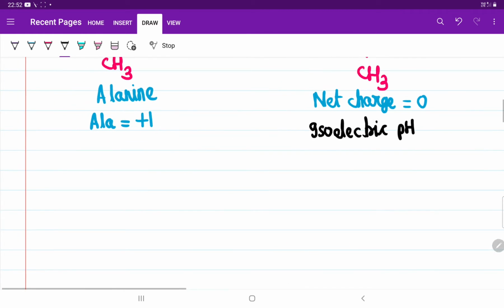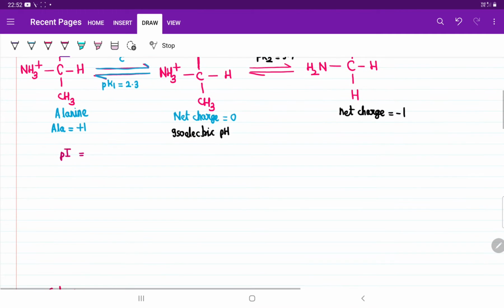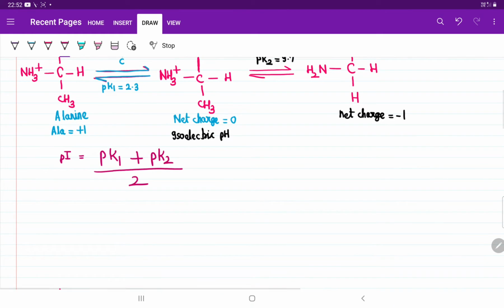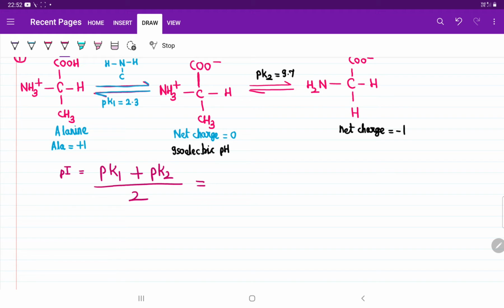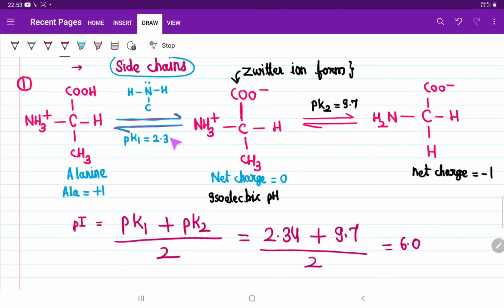Clear? Now if we have to calculate the isoelectric pH, where pI is the isoelectric pH, it is actually (pK1 plus pK2) by 2. What was pK1 here? The one on which the tendency of losing hydrogen ion was seen. What was the pH? 2.34. And what was pK2? 9.7. So by 2, it is 6.0. Actually from pK1 only, the tendency of losing hydrogen ion will increase.